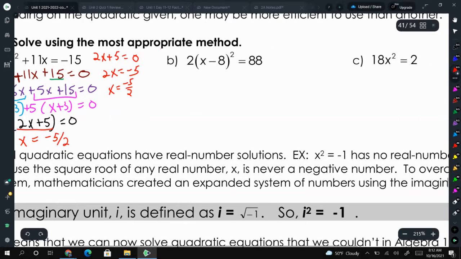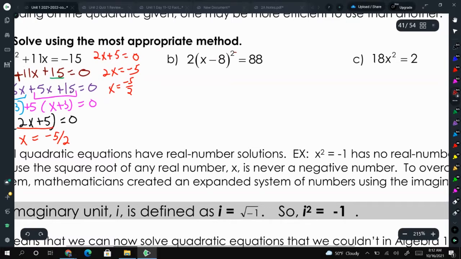Over here with letter B, when we have vertex form, and this is vertex form because we have parentheses squared, the most efficient way to do this is using the square root property. So we can divide both sides by 2. And we get x minus 8 squared equals 44. And when we square root both sides, we get x minus 8 equals plus or minus the square root of 44.